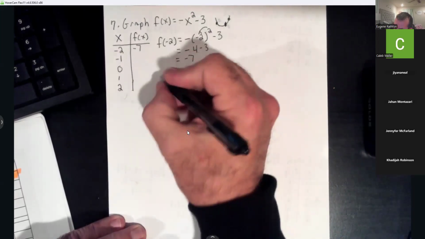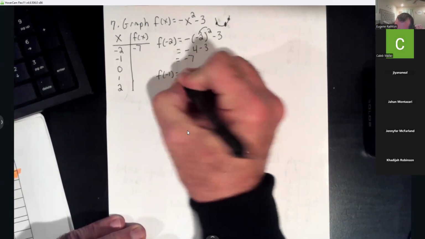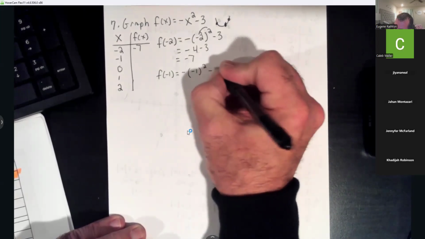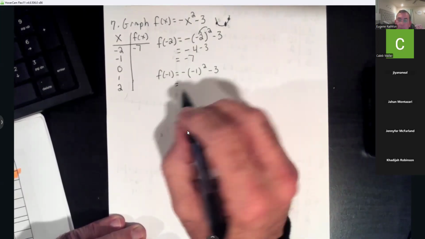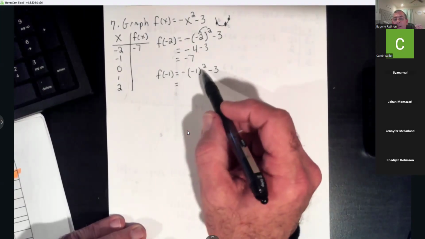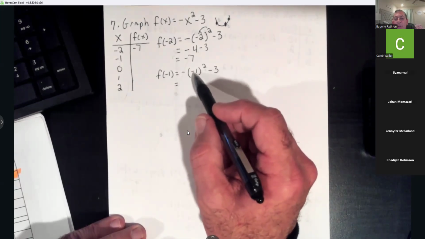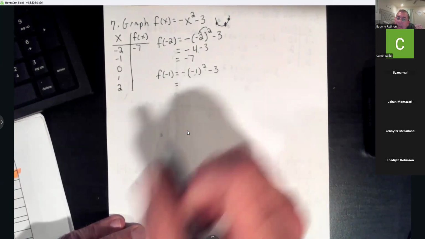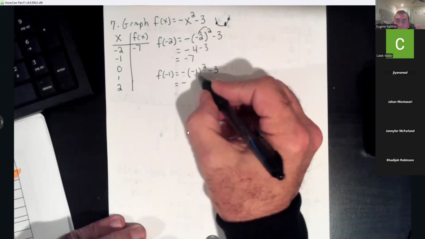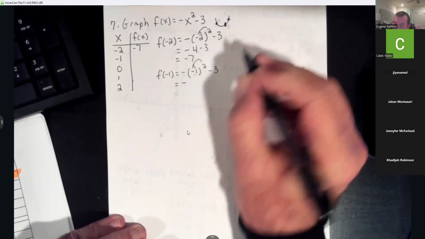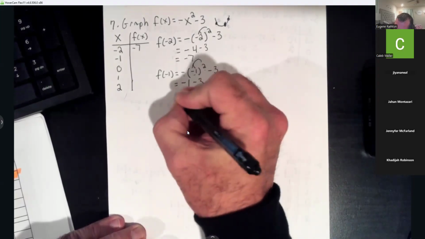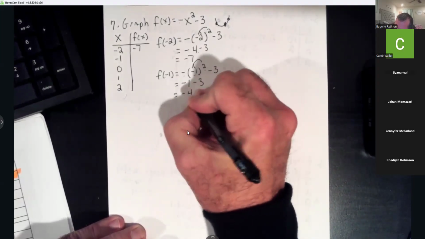All right, f of -1 is going to be that negative times -1 squared minus 3. So this is one of the places when you can't make them two negatives into a positive, because that exponent means there's really 2 negatives here plus that negative. So you really got 3 negatives there, okay? So bring down that negative, square that -1, which gives you a +1, and then -3. So -1 minus 3, -4.